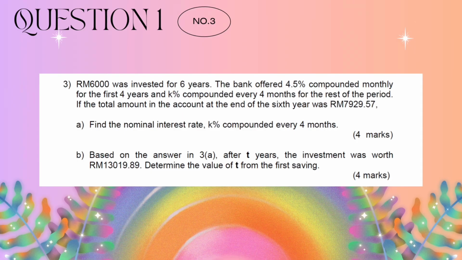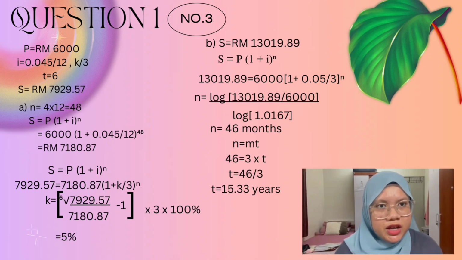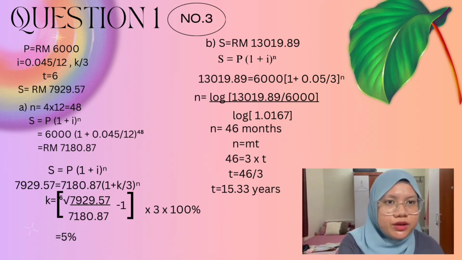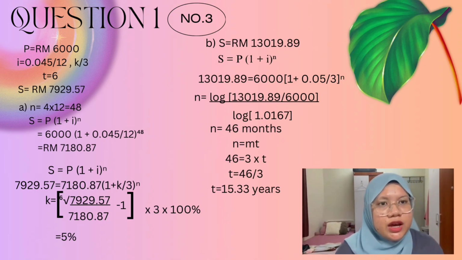So the question 1 number 3 will be explained by Alia Adilla. So we all know that P equals 6,000 and I has 2, which is 0.045 over 12, and K over 3. And for T, we have 6 years, and S is 7,929 ringgit and 57 cents. So firstly, we have to look for N, which is 12 times 4 equals 48.